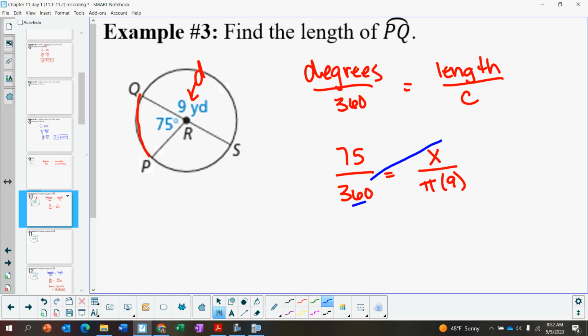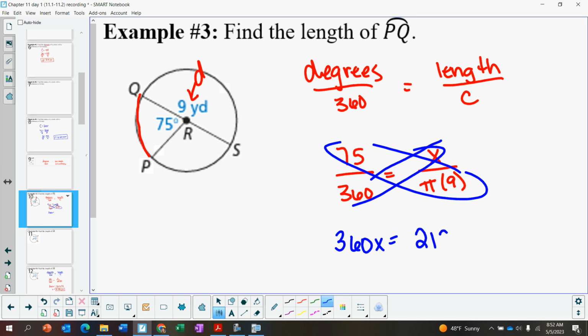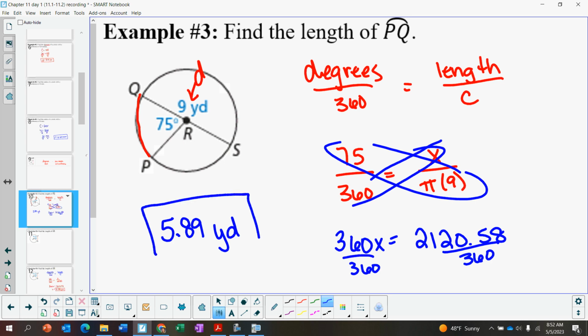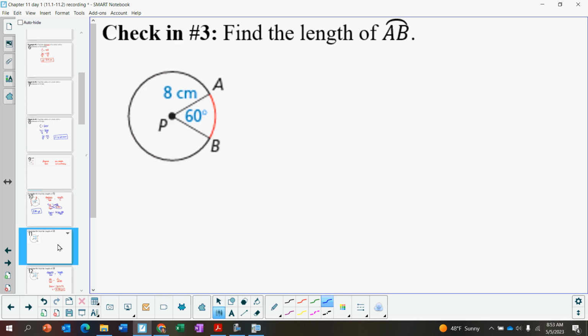This is a proportion, so cross multiply here, so we get 360x equals 75 times pi times 9. So when I do all of that, I get 2,120.58. I'm actually going to just keep that in the calculator and hit divided by 360. So I get a length of about 5.89, and that's in terms of yards. You go ahead, try the next problem. Pause, and when you're ready to see the answer, hit play.